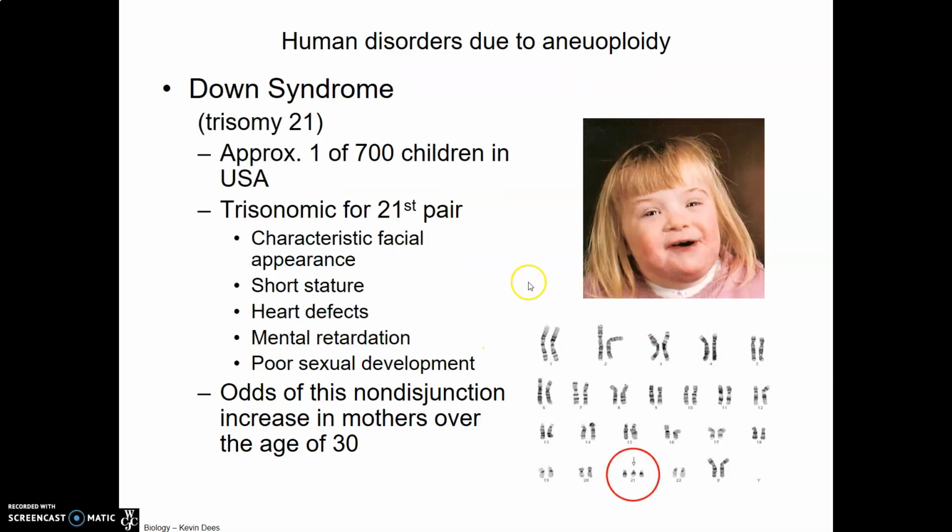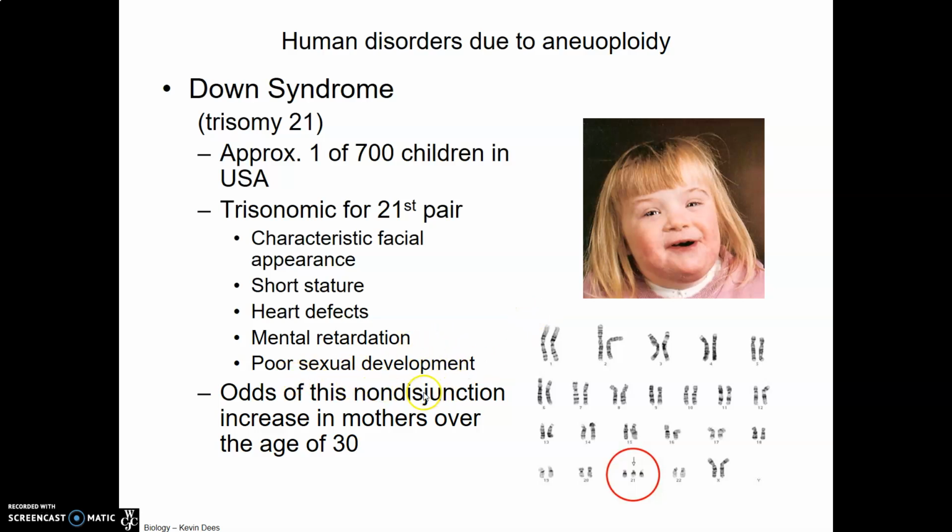Now, we can look at some human disorders due to things like this, and probably the most common of which is Down syndrome, also known as trisomy 21. If we look at this karyotype, we can see that this individual is trisomic, 1, 2, 3 chromosomes for the 21st pair. Individuals with Down syndrome have very characteristic facial appearances. They're very short in stature. Their cardiovascular system and their heart may have some developmental effects. They may not be fully developed mentally or sexually.